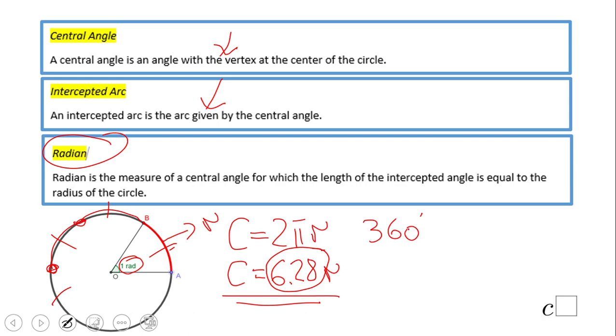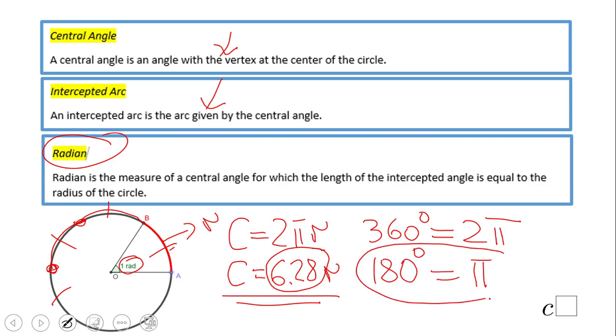Going around the circle, we have 360 degrees. That is 2 pi, or the simplest form would be half of 360: 180 equals pi. This is a very good thing to remember. Pi is 3.14 when you talk about a number, and 180 when you talk about an angle.